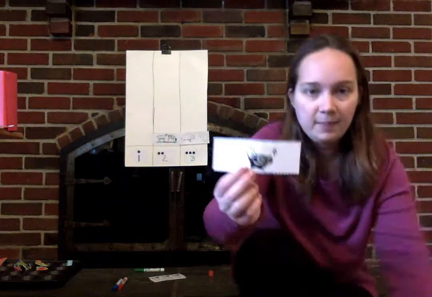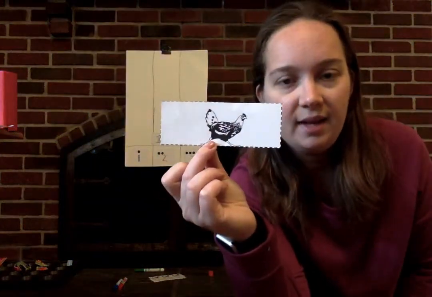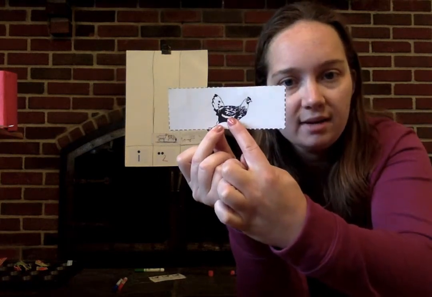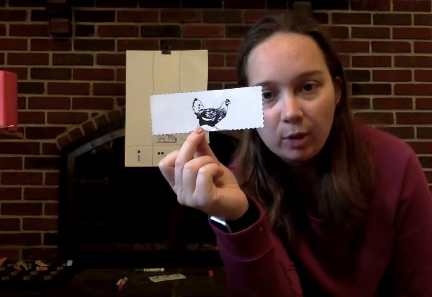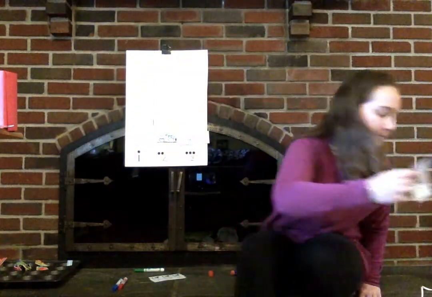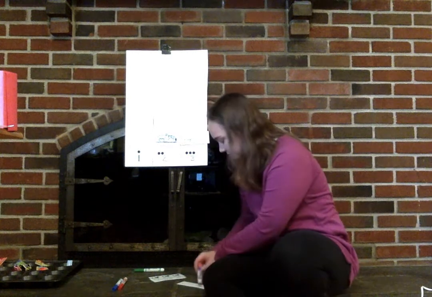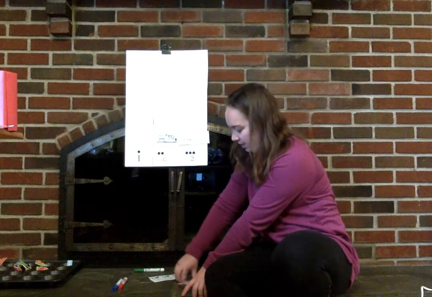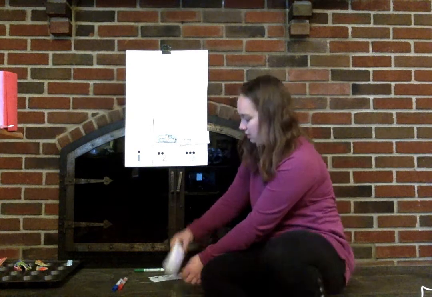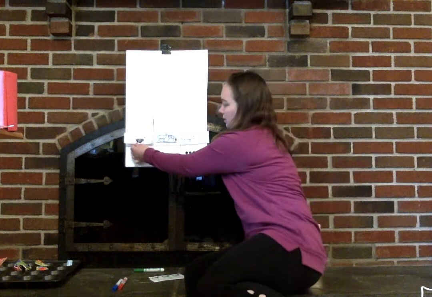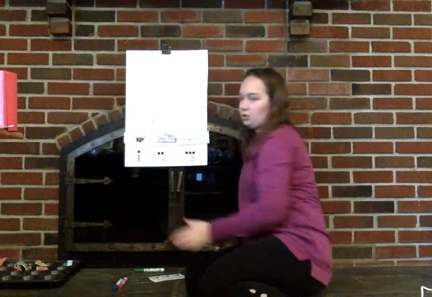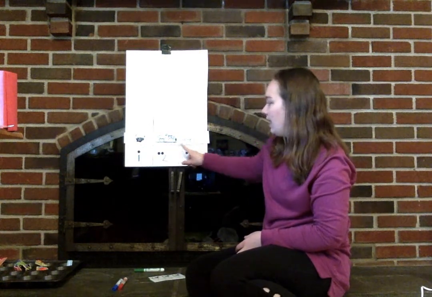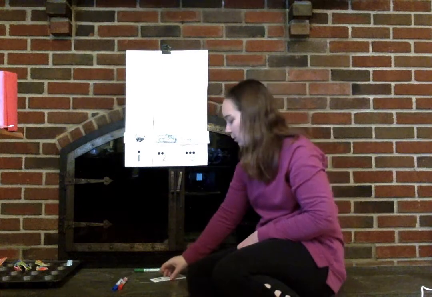Here, this animal is a chicken. How many chickens are in this picture? 1. 1 chicken. So I'm going to put this in the number 1 column. Not too much glue, because you don't need that much. It sticks with it only a little bit. So far we have 1 chicken, 2 goats, and 3 pigs. Let's see what else we have.